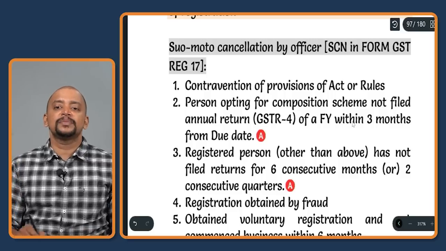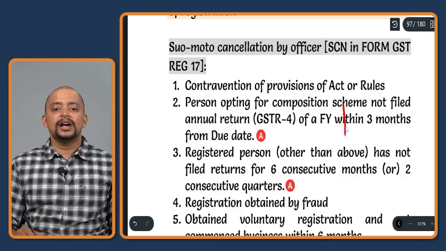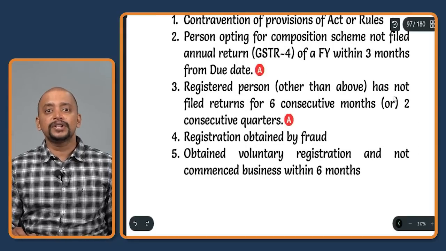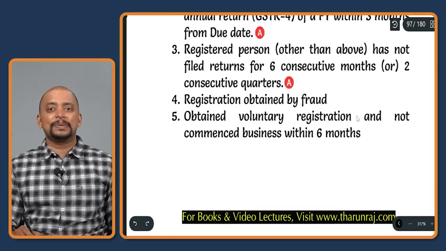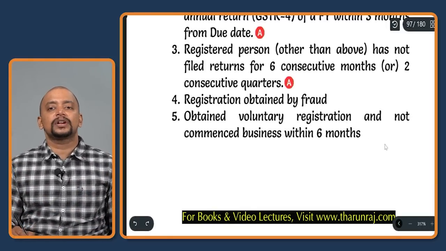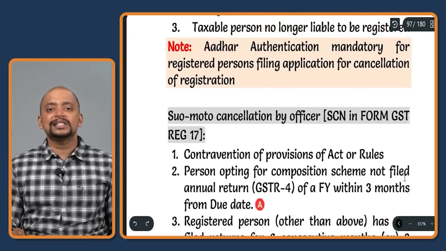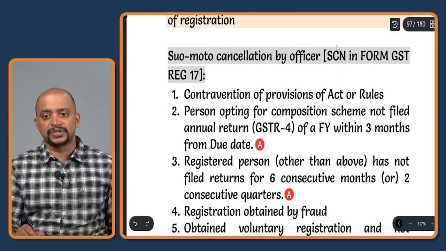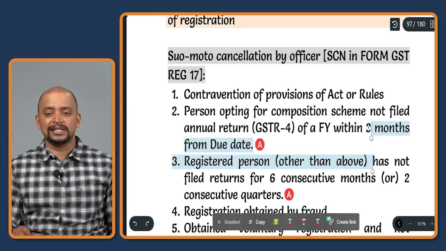After the due date, within 3 months, if they are not filing annual return, or if they are under normal scheme and they are not filing returns for consecutive 6 months or 2 quarters, then also the registration is liable to be cancelled. Or if the registration is obtained by fraud or obtained voluntary registration and not commence business within 6 months. So these are the 5 situations where proper officer will initiate cancellation of registration by giving show cause notice in REG 17.